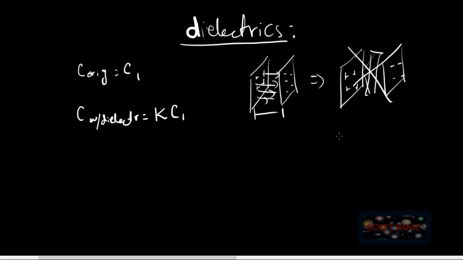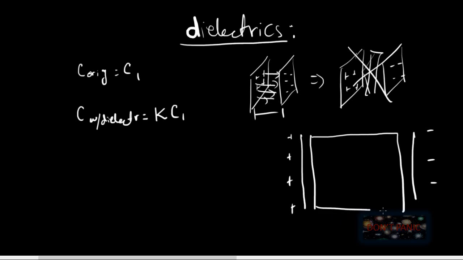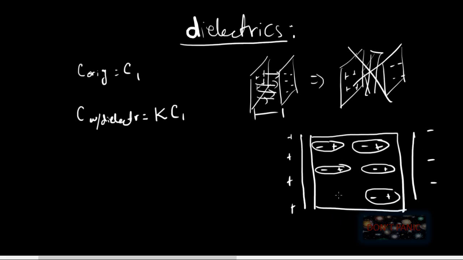Actually, let's do a side view. Suppose you have one plate and another negative plate here, and you insert in some dielectric material. Then it's going to form dipoles that look like this inside this insulating material. Positive charges are going to be attracted to the negative plate, and negative charges are going to be attracted to the positive plate. And then these are going to cancel each other.